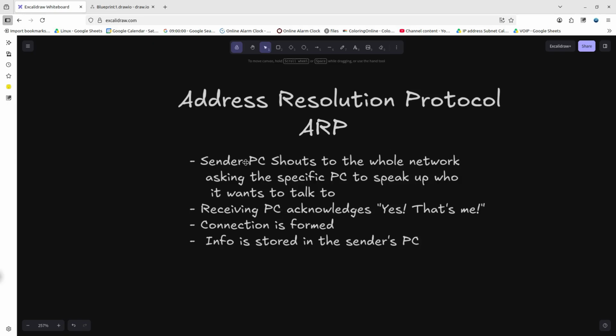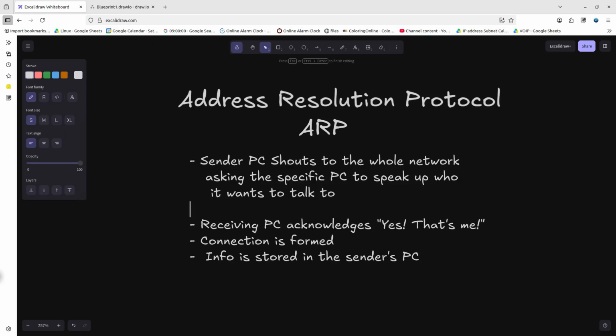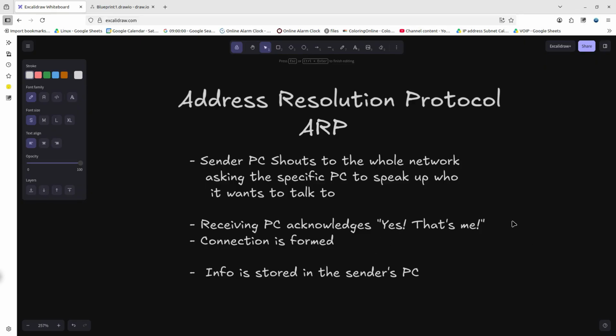So, if you look at the address resolution, it is 3 steps, okay? First, the sender PC shouts to the whole network, asking the specific PC to speak up. Essentially, it's like being in a room full of strangers and saying, "I want to talk to John. Can someone named John speak up?" And let's say there is John or Raj or, let me think of a third name, Peter. John will be like, "Hey, I'm John." So finally, a connection is formed, and next time when you walk into the same room, you recognize who John is, okay? So the receiving PC essentially says, "Hey, that's me."